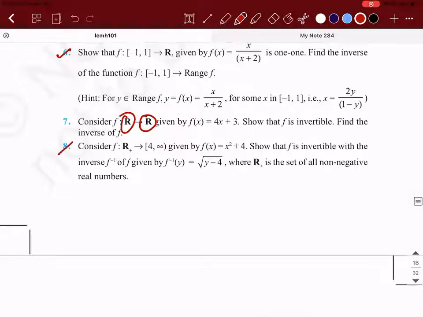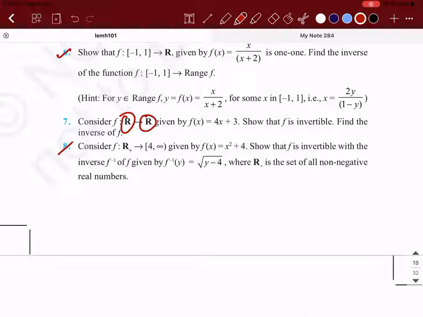Eighth one. Consider a function mapping from R plus. See, this is a confusion. Generally, in some books, R plus represents all positive numbers. In some books, R plus means 0 is also included. That is actually a universal confusion, not a mistake of ours. So here, what is given? R plus is the set of all non-negative real numbers. When they say non-negative, some books consider 0, some books don't.